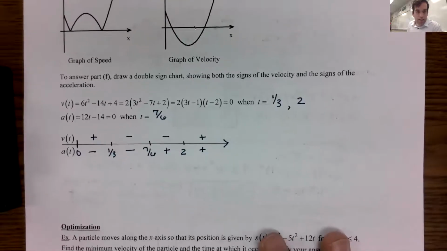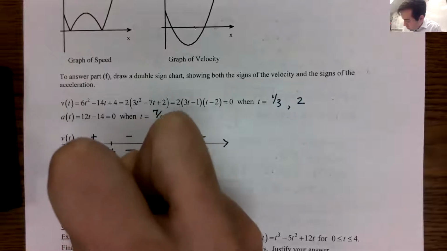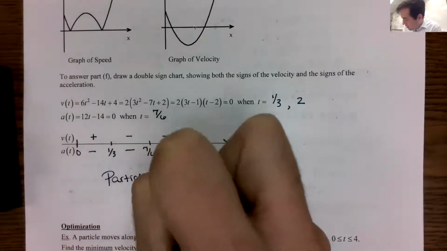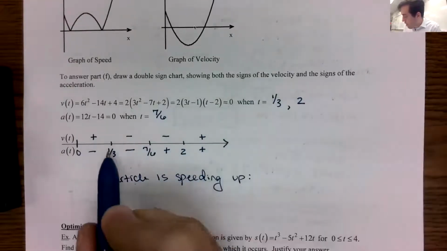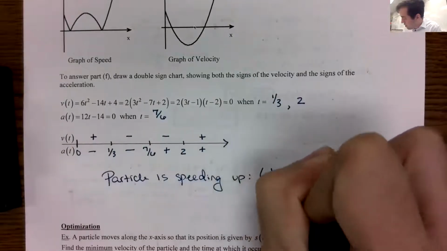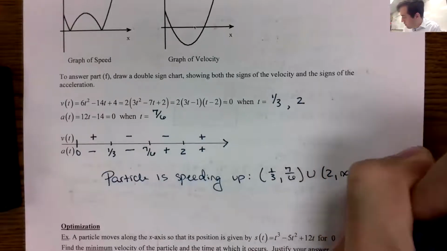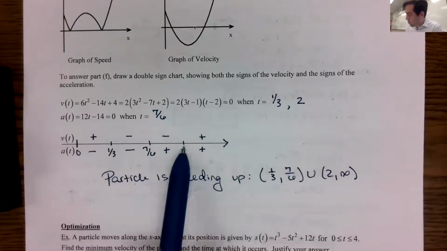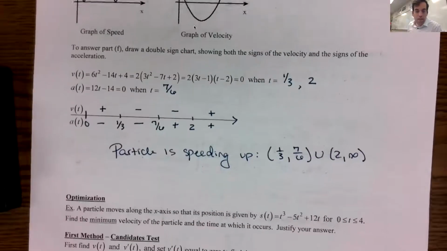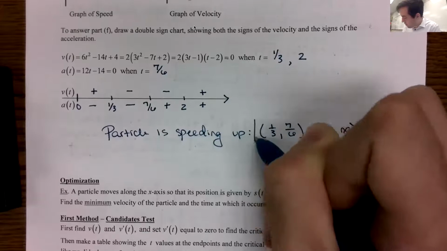So now we want to know, when is this speeding up? So again, speeding up means that the velocity and the acceleration are the same sign. And we're going to say the particle is speeding up over the intervals 1/3 to 7/6, and from 2 to infinity. So from between 1/3 and 7/6, it's speeding up to the left, and from 2 to infinity, it's speeding up to the right. But the question didn't ask that. I just want to know, when is it speeding up? And that's what we wrote. So that's our answer.